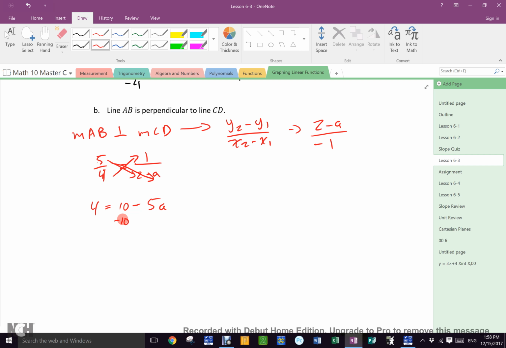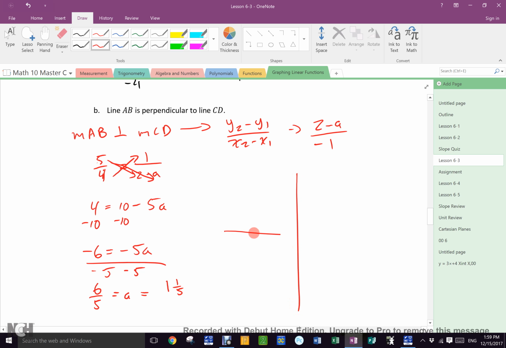If my computer ever thaws, I will do that too. While we're waiting. Oh, there it is. What does a equal? 6 over 5. Which is really 1 1/5. Could you find that on a graph? 1, 2. Where's 1 1/5? Right about there. Everybody got it?